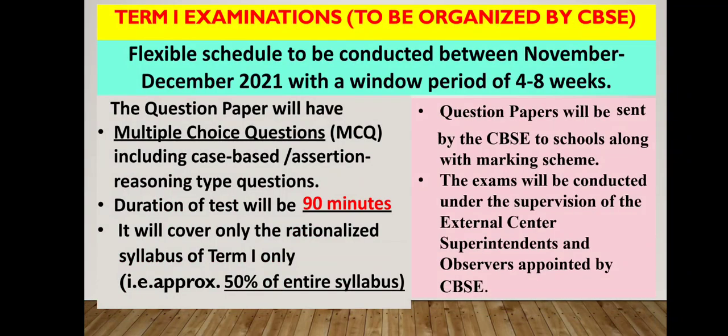Now, the term 1 examination, which will be conducted in November-December, will be conducted by CBSE. It is very clear, but there will be a flexible schedule for conducting this first term examination, which will be conducted between November and December 2021 with a window period of 4 to 8 weeks. Means within this 4 to 8 weeks time, the schools will have to conduct the first term examination.